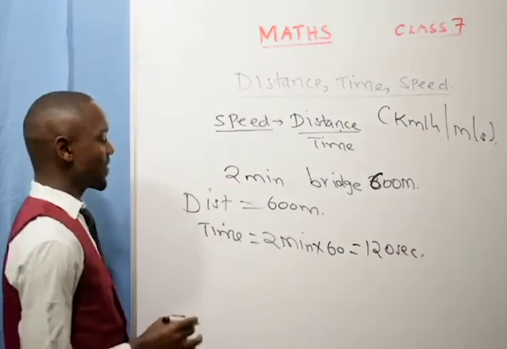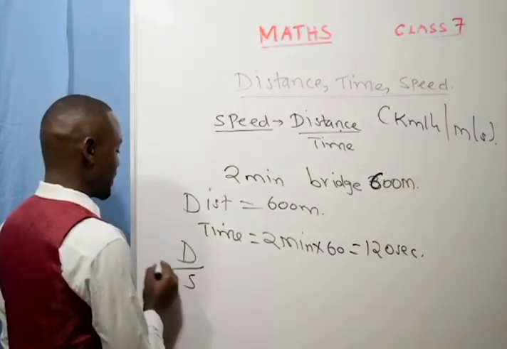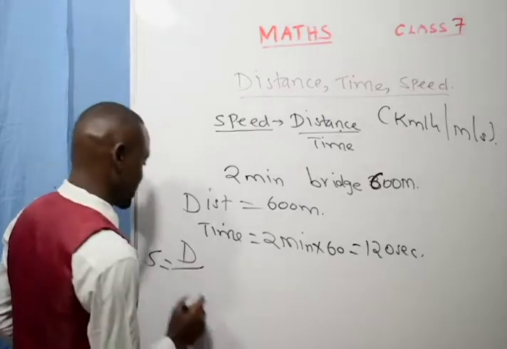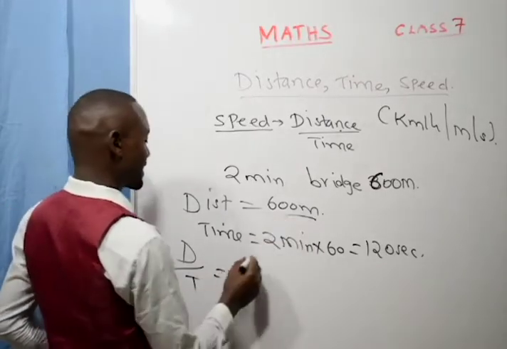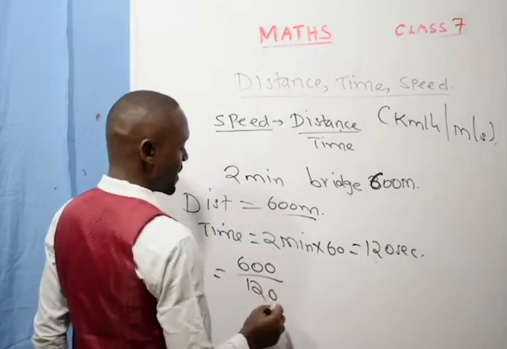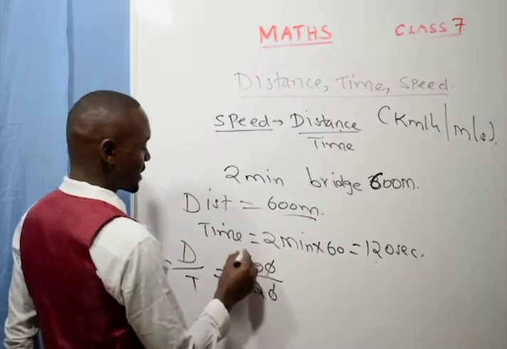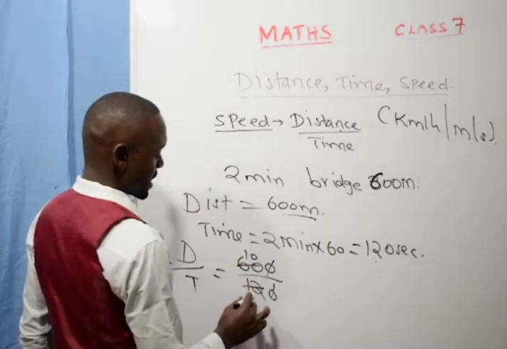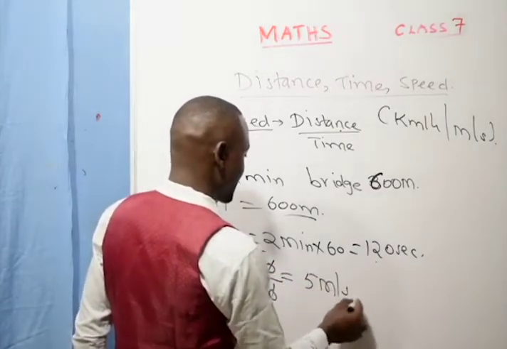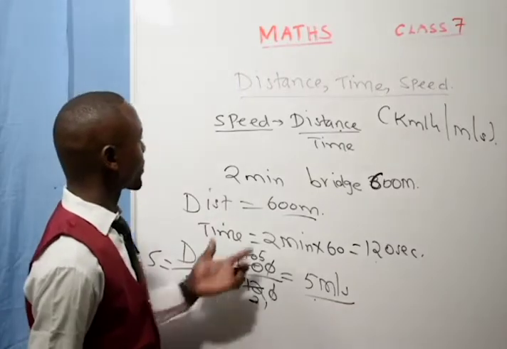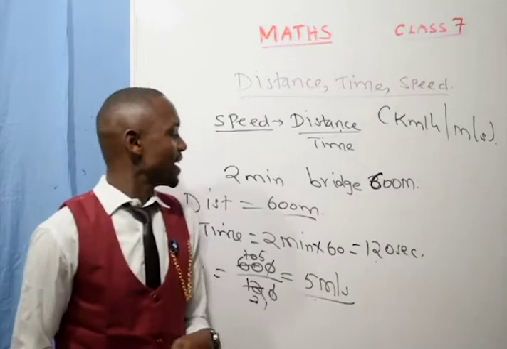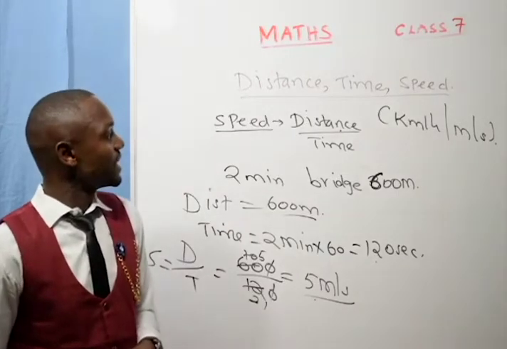So that train was traveling at a speed given by distance over time. Speed is equal to distance over time. In our case, the distance is 600 meters and the time is 120 seconds. So we simplify by 6, 10 by 6, 2 by 2, 1 by 2, 5. So this is 5 meters per second. That is how we calculate speed given distance and time.